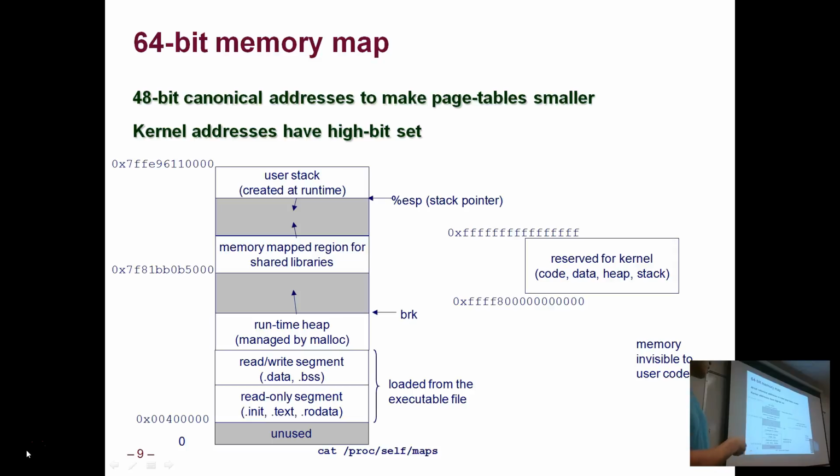You have the runtime heap. This is the space for malloc. You have your read-write segment. So this is for your program variables: global variables that got initialized, or uninitialized program variables. And then your read-only data and your program instructions are loaded in a specific location.